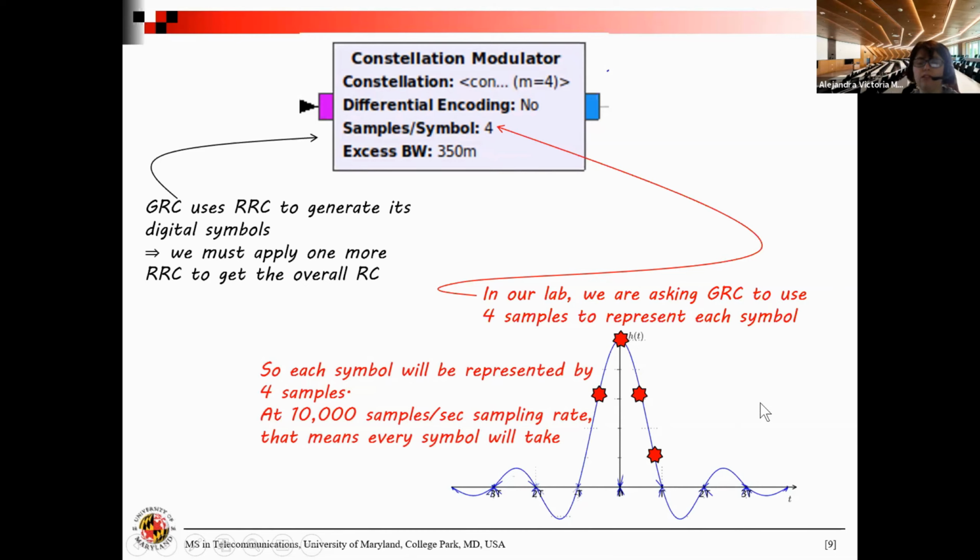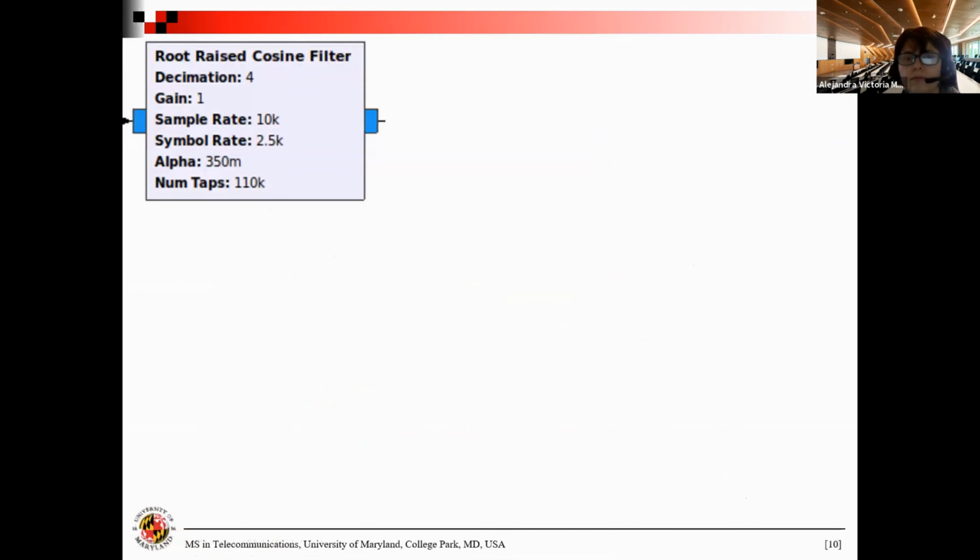And you can vary this, but in our lab, it'll be 4. So each symbol is represented by 4 samples, and since our sampling rate is going to be 10,000 samples per second, that means every symbol takes 4 divided by 10,000 samples per second, which gives you 1/2500 seconds. That's the duration of one symbol.